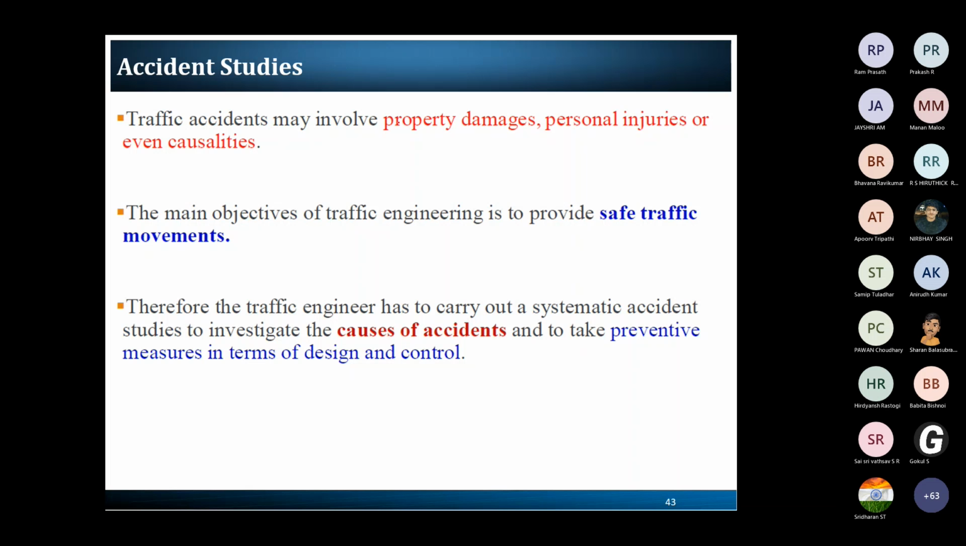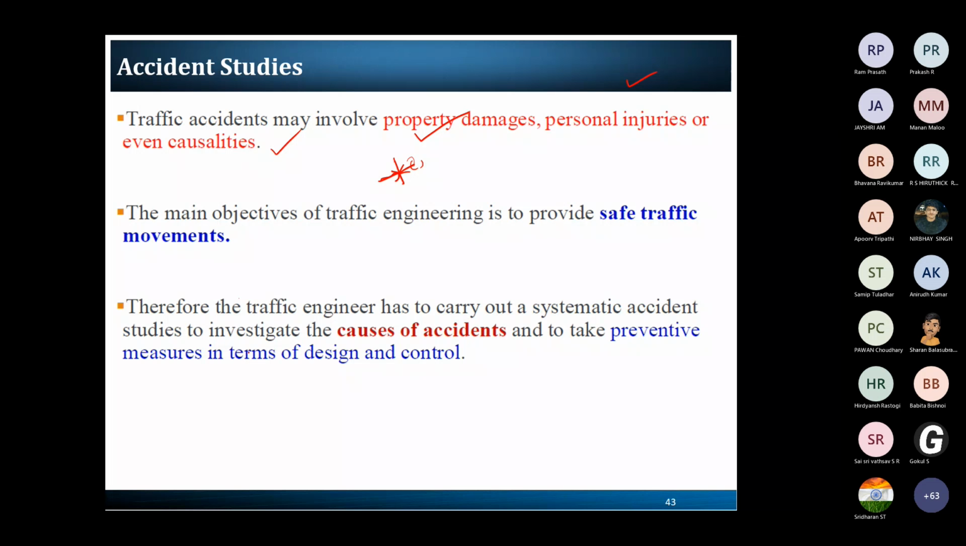As I mentioned, traffic accidents create property damage. Once an accident happens between two vehicles, definitely property damage happens. Driver or passenger injuries or other casualties, even death, may happen due to the accident. So the main objective is to provide a safer road environment where we try to avoid accidents as much as possible. For providing that safer facility, we should know why accidents happen, what the reasons for that particular accident are, and what kind of solutions we can provide to avoid it. You will be studying traffic safety exclusively in the next semester.